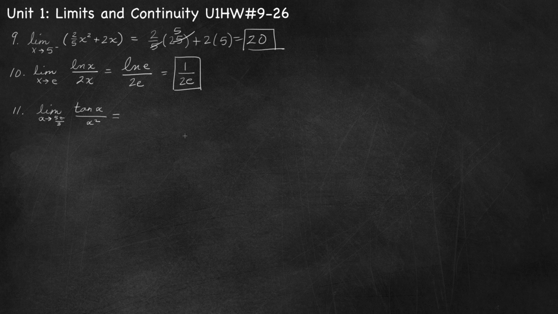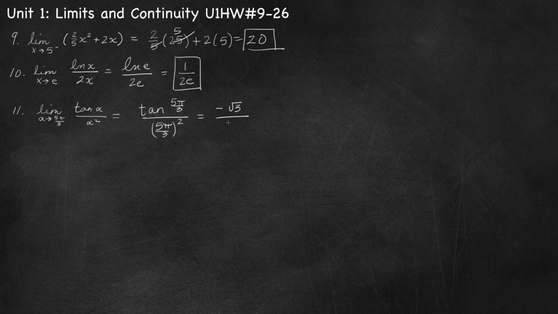Number 11, the limit as alpha approaches 5 pi over 3 of tan alpha over alpha squared. Again, we'll try substitution. So tangent of 5 pi over 3 over 5 pi over 3 squared. 5 pi over 3 is quadrant 4, so tangent is negative. Our reference angle is pi over 3. The tangent of pi over 3 is the sine of pi over 3 over the cosine of pi over 3. So sine pi over 3 is root 3 over 2. Cosine pi over 3 is 1/2. So that simplifies to just root 3.